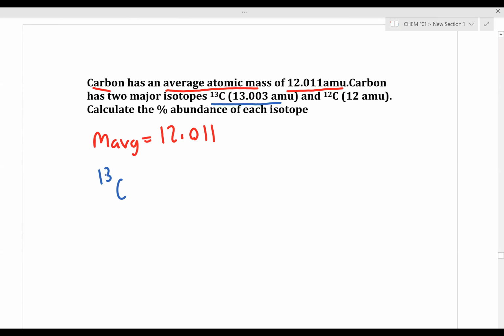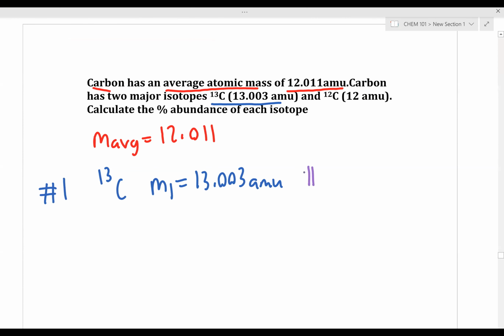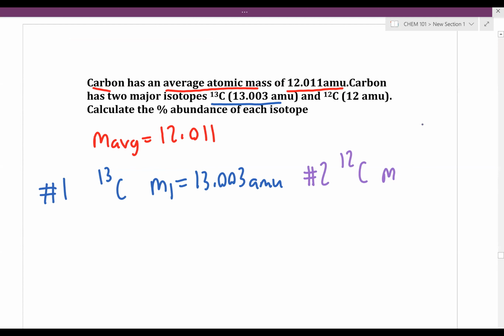Do you want to call C13 isotope 1 or 2? It doesn't matter what you choose as long as you're consistent. 1, sure. Let's call this isotope number 1. So we know the mass of carbon 13 is equal to what? Do we know the mass? Yep, 13.003 AMU. Okay, let's now look at our second isotope. So isotope number 2 by default is going to be carbon 12, and the mass of this isotope, one moment, is equal to 12 AMU.